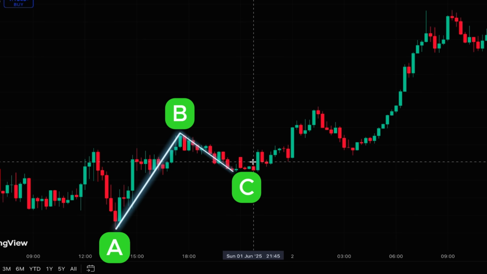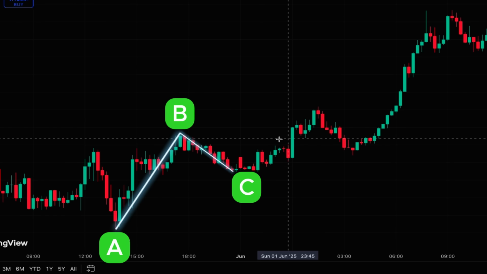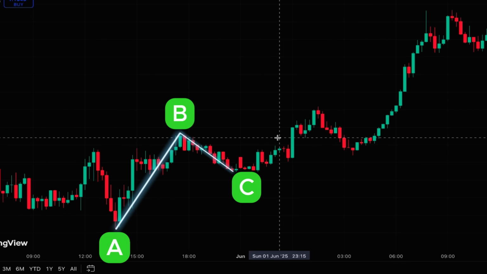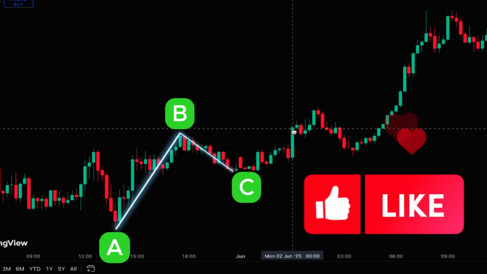Aggressive traders try to enter a trade around here by spotting bullish signals, but conservative traders enter a trade when the price closes above this level, which is the previous high and marked as B. When the price is closed above this level, they enter a trade. This is a low-risk trade entry and recommended.